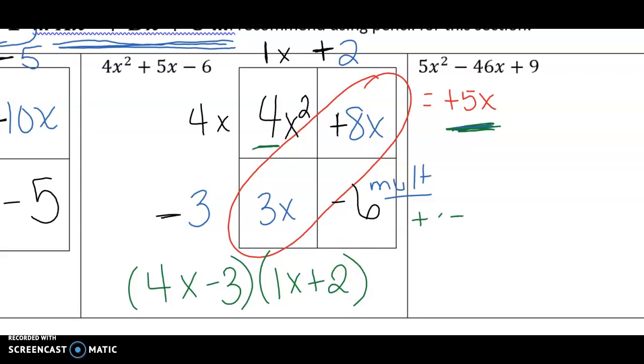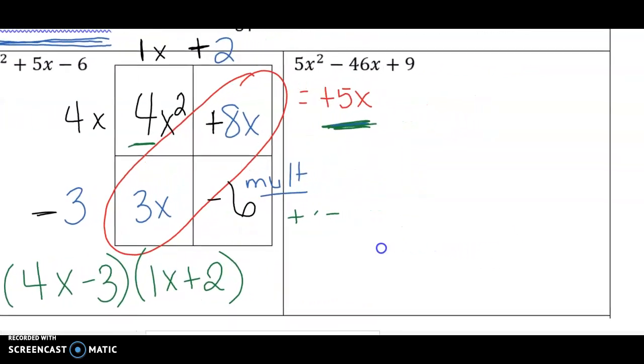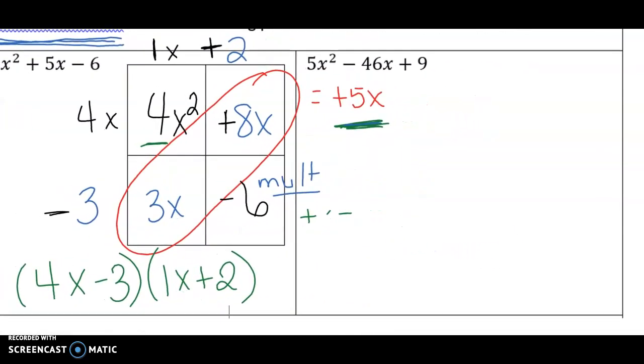So that one, luckily, we went through some combinations and it didn't turn out to be 2x times 2x. But I was just pointing out that if there's a 4 there, you have to consider all possible combinations. So go ahead and try the next example: 5x squared minus 46x plus 9. Pause the video, try it, and then see how you do.